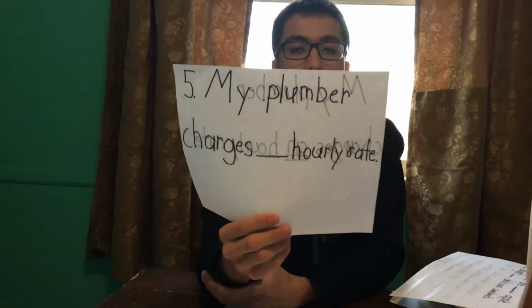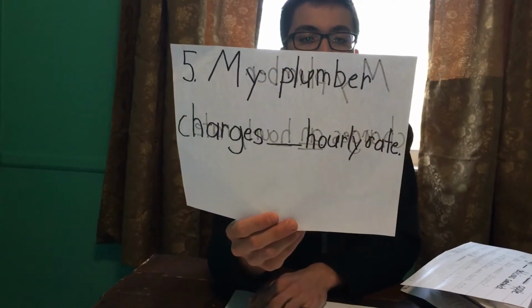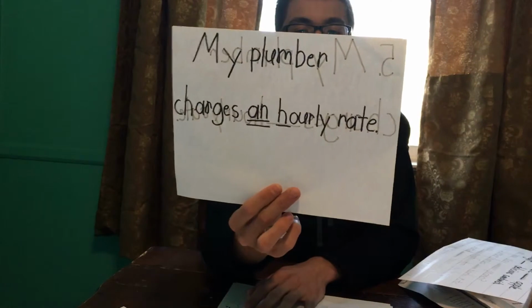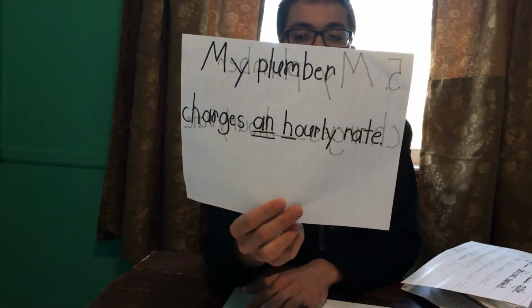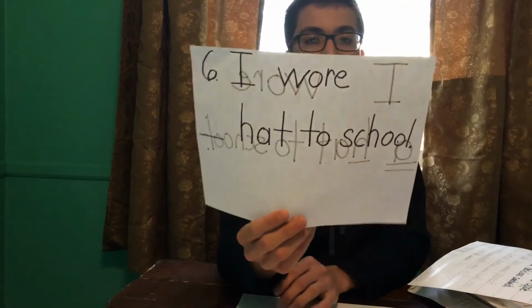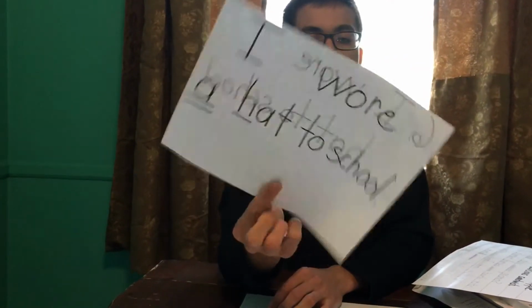Number 5, my plumber charges blank hourly rate. The correct answer is an hourly rate because H is silent in the word hourly, and hourly starts with a vowel sound. Number 6, I wore blank hat to school. Hat starts with a consonant, so you would write a hat.